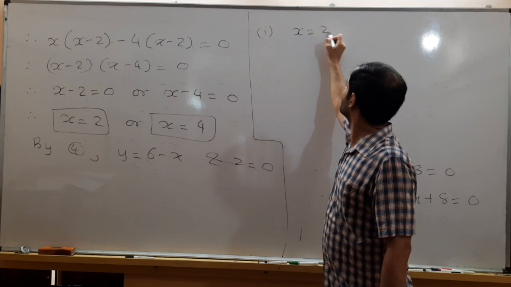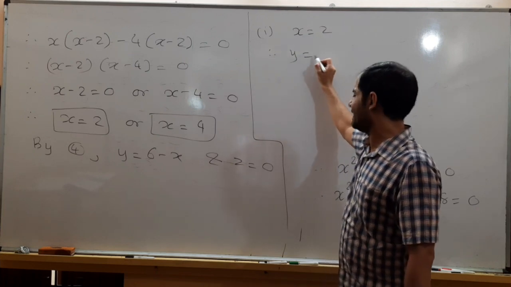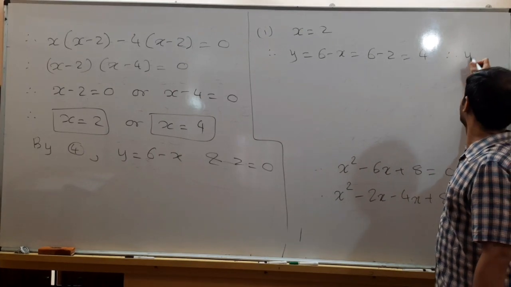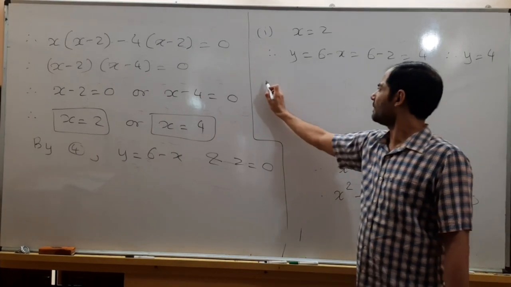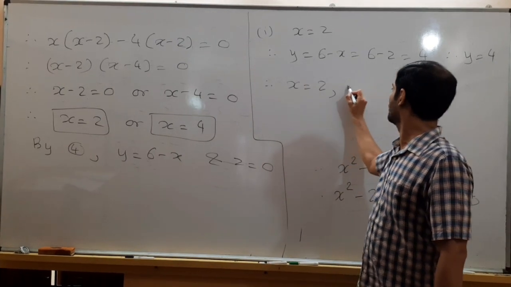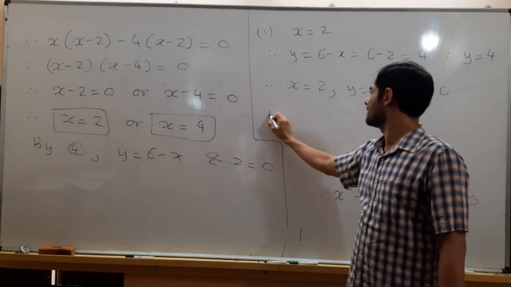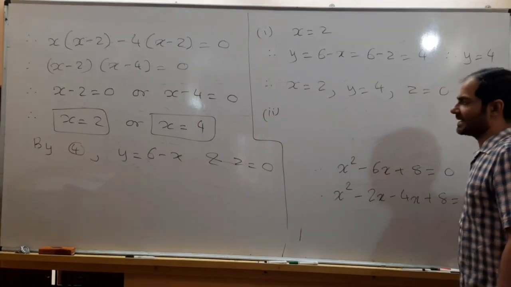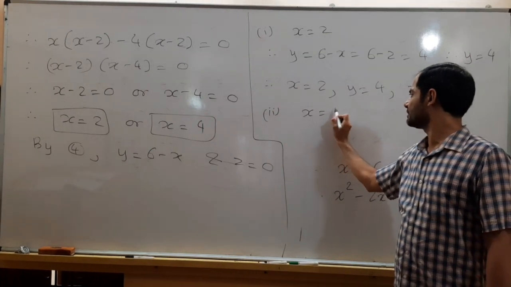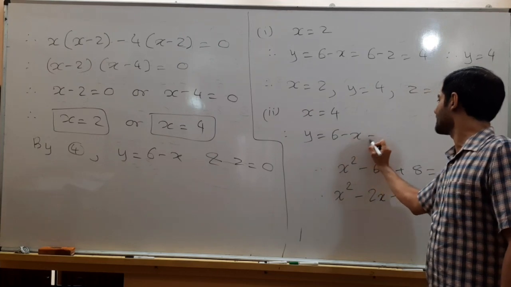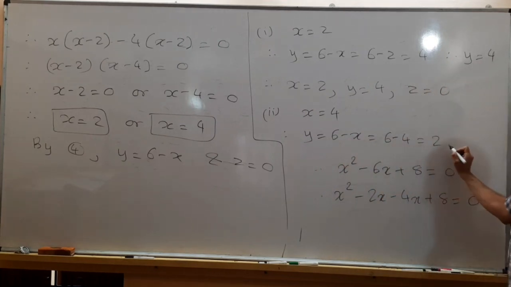Now x is 2, therefore y is 6 minus 2, which is 4, therefore y is 4. And what is the answer? X is 2, y is 4, z is 0. That is the first answer. And the second case is x is 4. Therefore, y is 6 minus x. 6 minus 4 is 2. So y is 2.